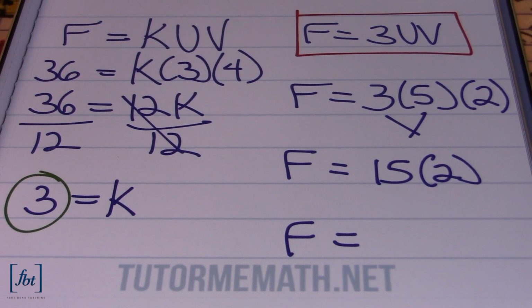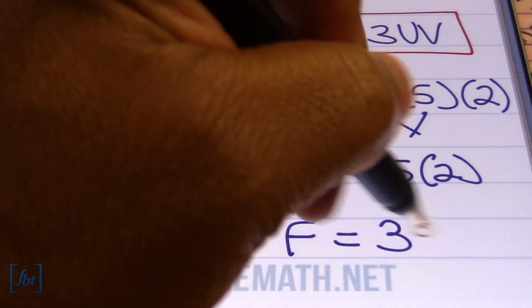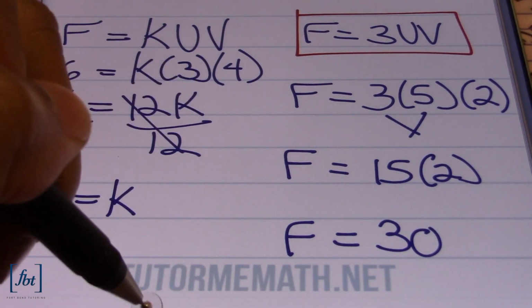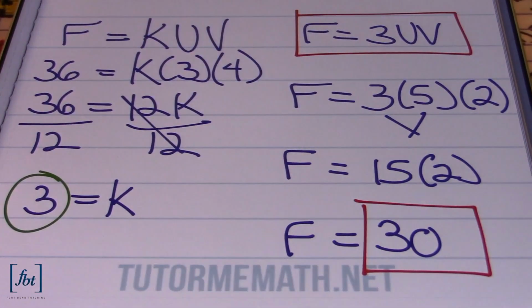And then 15 times 2 is 30, which is the answer to part B. I'm going to put a red box around it. Red boxes go around our answers, to let your teacher know you know the answer is 30 for part B. So number 1 is answered.